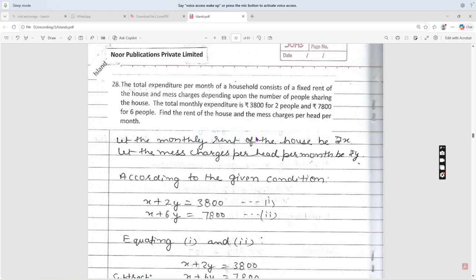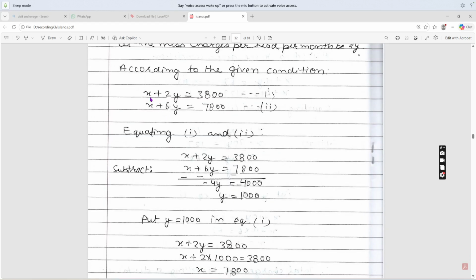Now we are going to equate these two equations. Clearly, the coefficient of x is already same. It is plus 1, plus 1, so we subtract: plus becomes minus. So plus x minus x is 0, plus 2y minus 6y is equal to minus 4y, plus 3800 minus 7800 is equal to minus 4000. So y is equal to minus 4000 upon minus 4, that is equal to 1000.